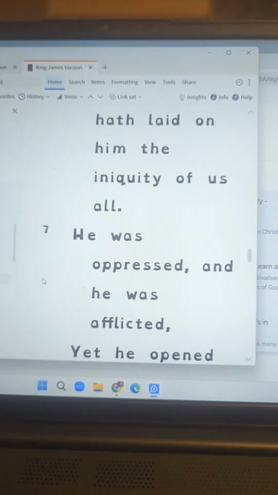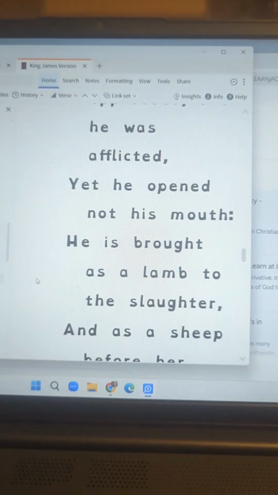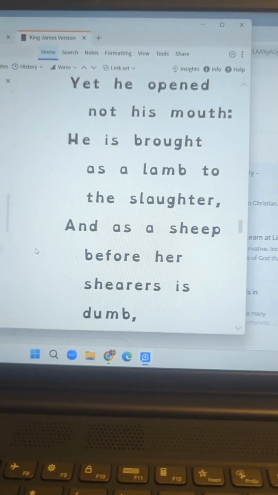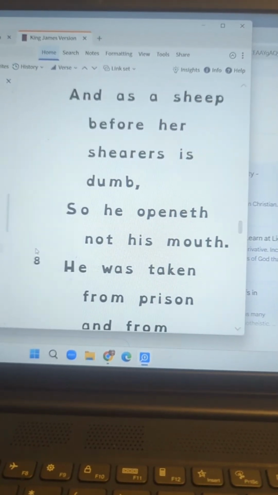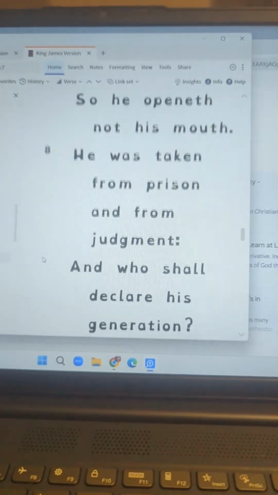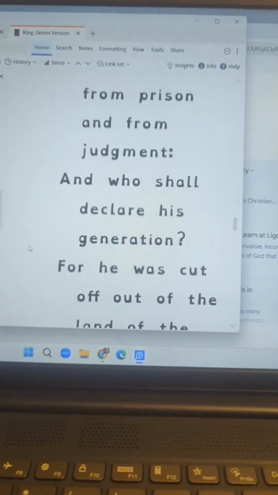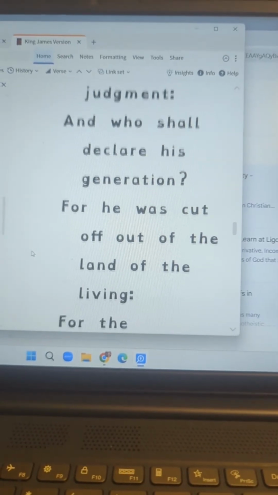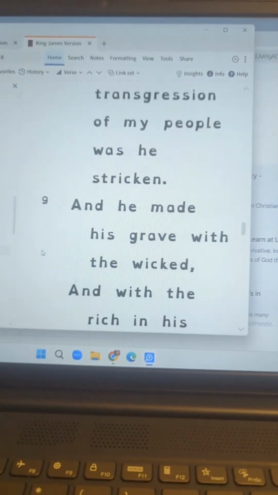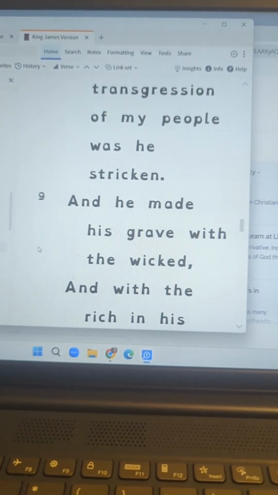He was oppressed and was afflicted, yet he opened not his mouth. He is brought as a lamb to the slaughter, and as a sheep before her shearers is dumb, so he opened not his mouth. He was taken from prison and from judgment. And who shall declare his generation? For he was cut off out of the land of the living. For the transgression of my people was he stricken. And he made his grave with the wicked and with the rich in his death.